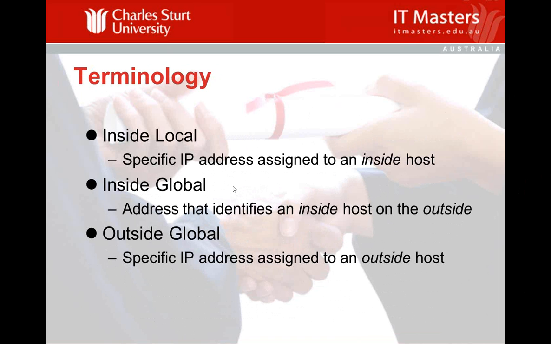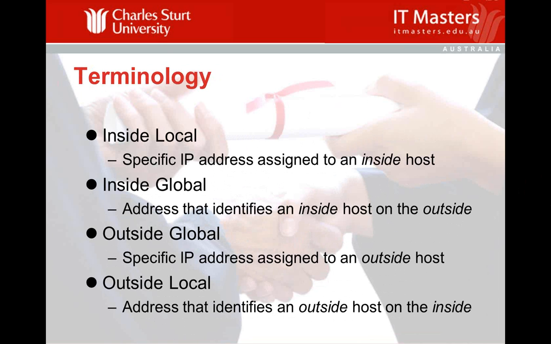The outside global address is the address assigned to an outside host. So that's usually a public address. So that usually is, for example, the web server or FTP server that you might be going to. And then lastly, there's the outside local. So this is the address that identifies an outside host to the inside network. And usually, quite often, this is the same address as the outside global.